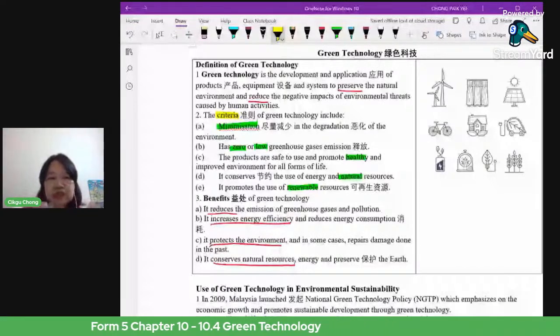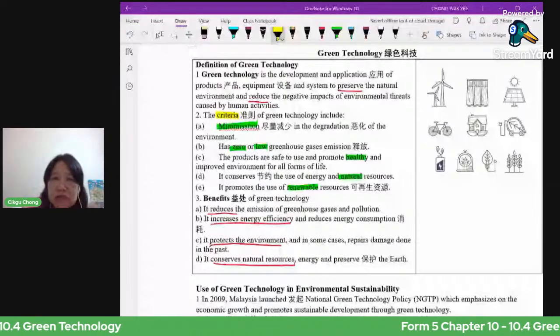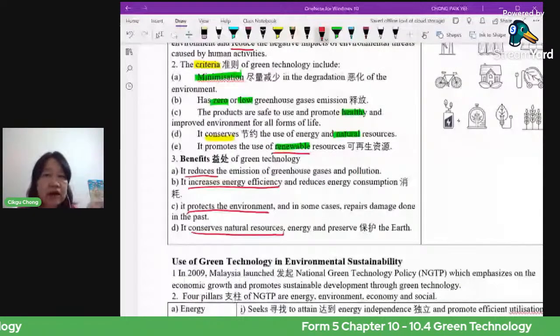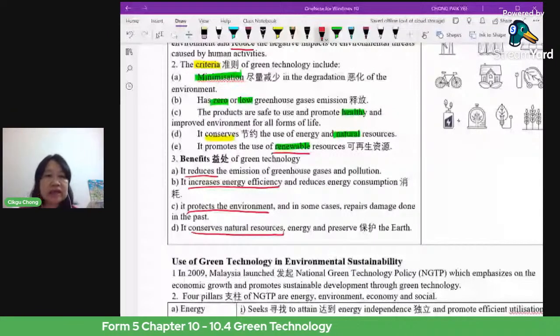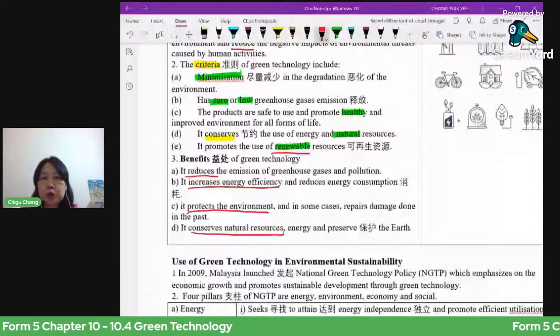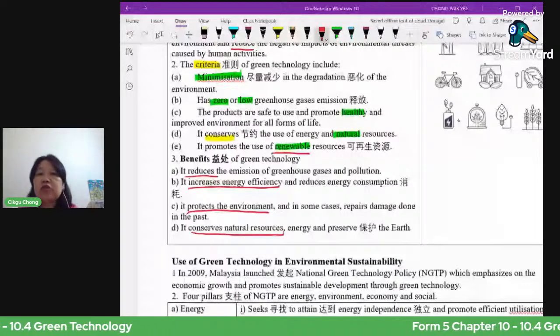Protects the environment. That's important. It must not harm the animals, must not harm the plants, the flora and the fauna. Okay, and conserve natural resources, energy, and preserve the earth. Okay, so basically these are the benefits. So green technology, remember the criteria.